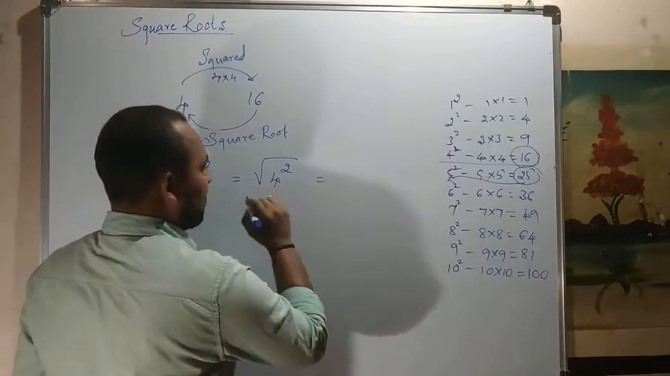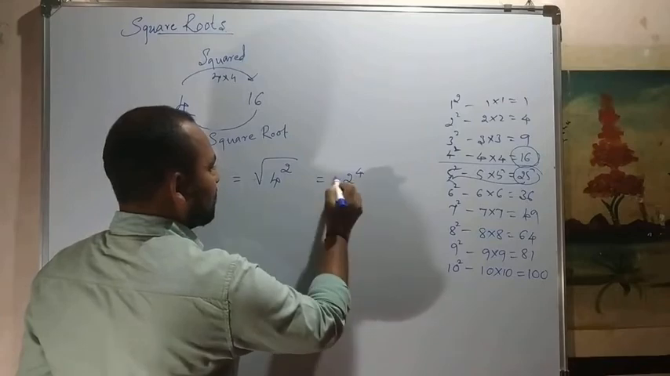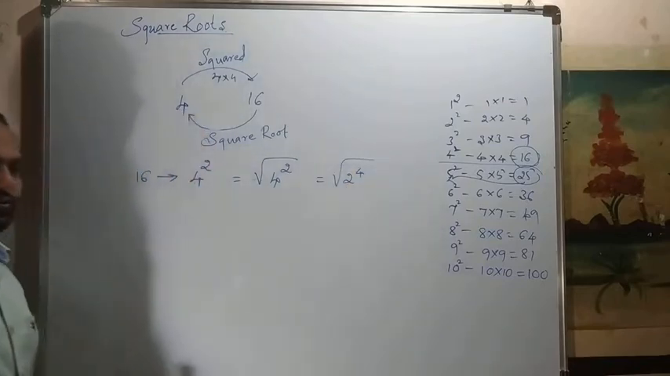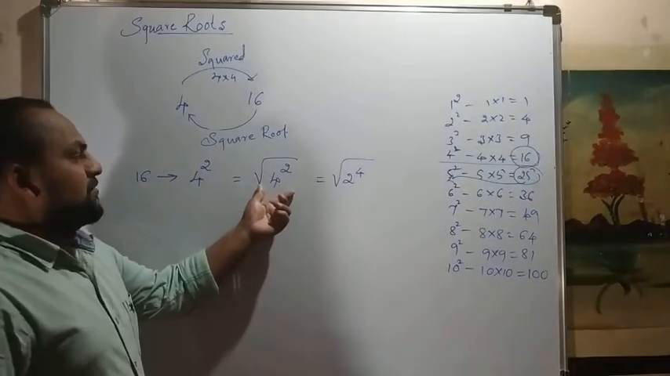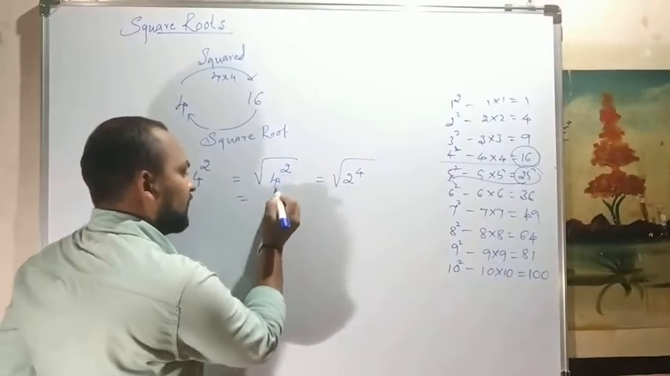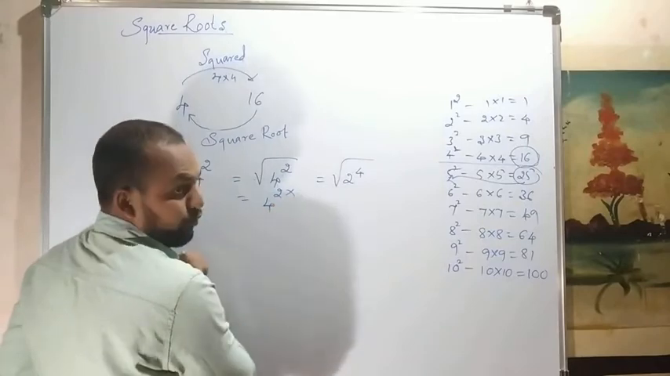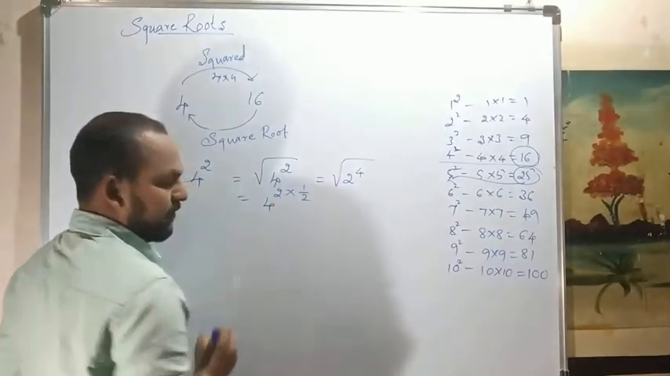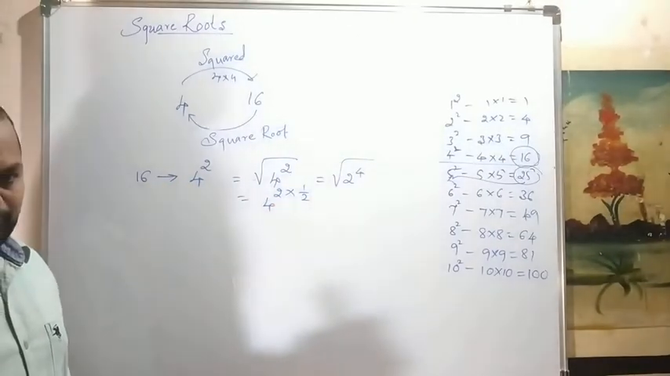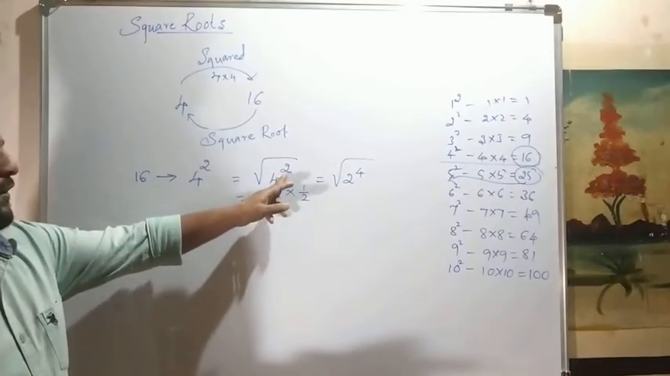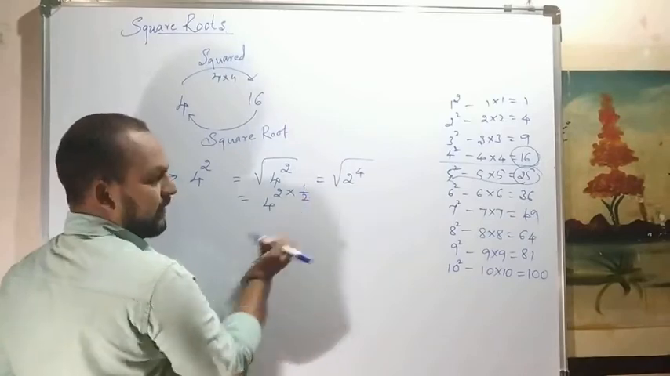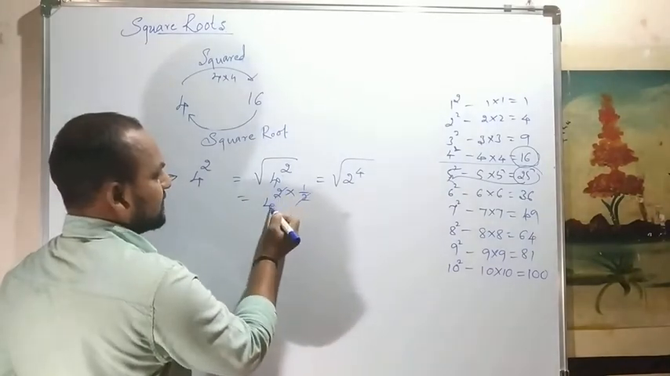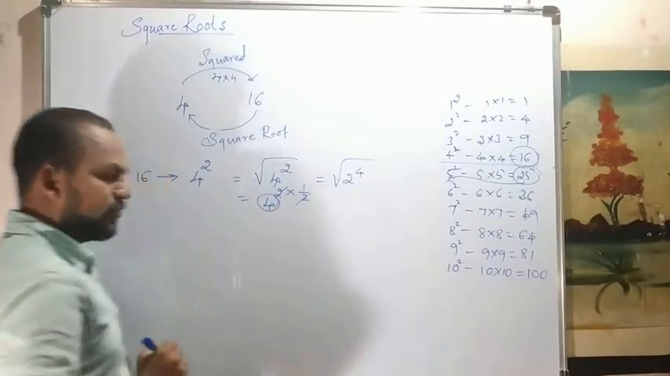Next, 2 raised to 4. Then square root. Here 4 square into the root means 1 by 2. The power 2 into the root value 1 by 2, the 2 gets cancelled. Here 4. The square root of 4.